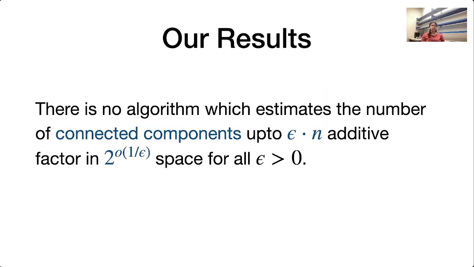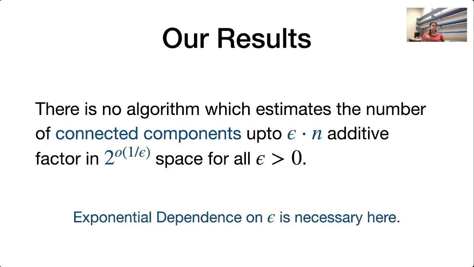We showed that there is no algorithm which estimates the number of connected components up to epsilon n additive factor in 2 raised to little o of 1 over epsilon space for every epsilon greater than 0. This shows that this exponential dependence on epsilon, which is present in all the previous algorithms, is actually necessary for this problem.